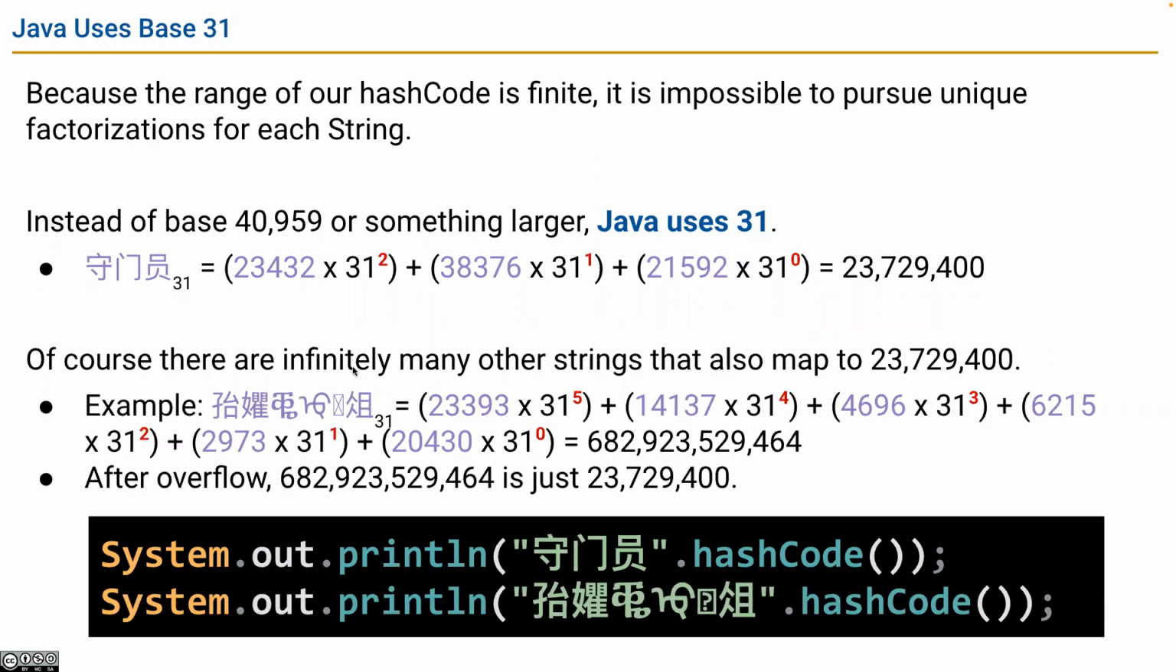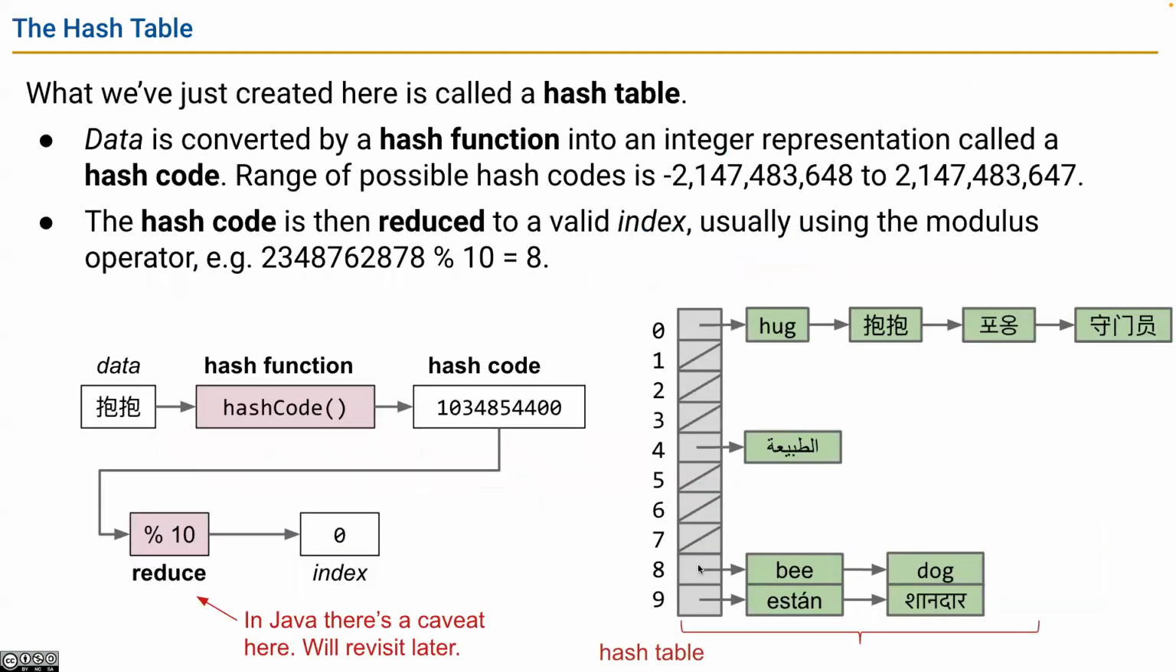Now, because Java picked 31, there are infinitely many other strings that map to this same number, 23,729,400. I wrote a program to find such a collision this morning. Actually, ChatGPT wrote a program for me this morning to find this. Turns out that this string of characters from multiple alphabets, including some Mongolian and an unprintable character, gives you 682 billion. And when you do the roll-around thing, you keep wrapping around the overflow, you end up at 23,729,400. So these are two strings that have the same hash code.